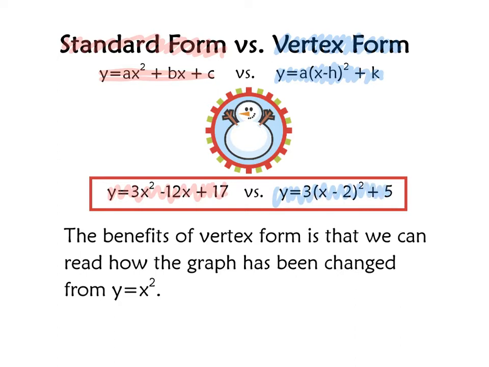So you can see that if we were to graph them, they'd be the same, but they look a lot different when written. Down below it says the benefits of vertex form is that we can read how the graph has been changed from y equals x squared. So there is a place for you to write this into your notes. So just be sure to include this information right here in your notes. So take a second to write that down.